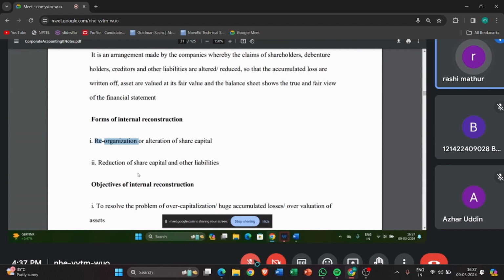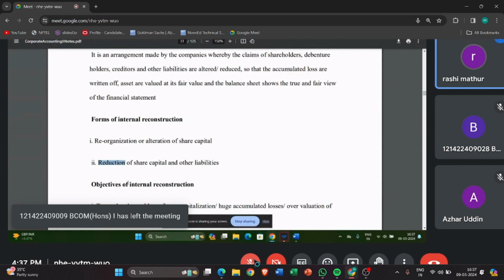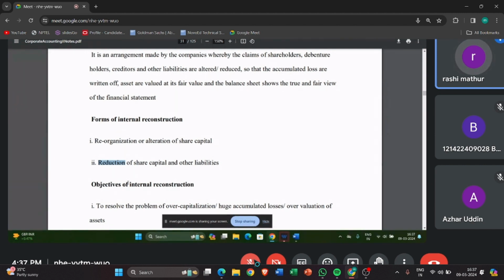Or I could just reduce the capital. Equity shares are there of 10 rupees. I will say those have been reduced to 8 rupees each. That's all. There's no change in the type of capital. Same equity to equity only. I have not changed the type, but I've reduced the value from 10 rupees to 8 rupees. So either by reorganization or by reduction, internal reconstruction can be done.